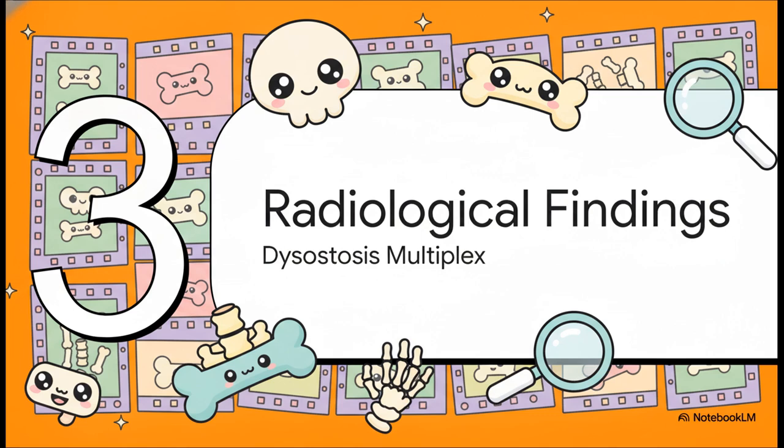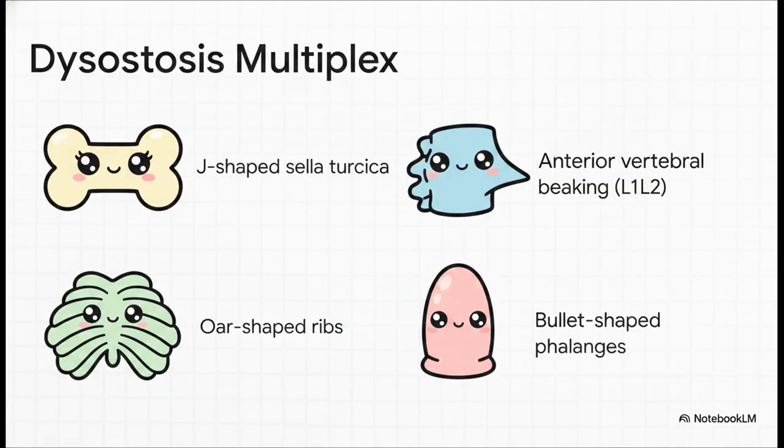Let's move to Section 3, radiological findings, specifically dysostosis multiplex. The skeletal radiographic pattern in MPS I is a highly unambiguous, image-based topic. Examiners absolutely favor this, so you need to recognize these patterns instantly on a film. The essential radiological hallmarks here include a J-shaped or boot-shaped sella turcica on a lateral skull film.